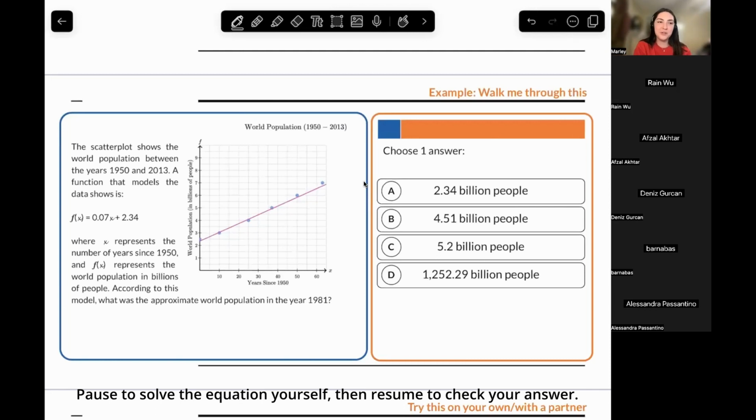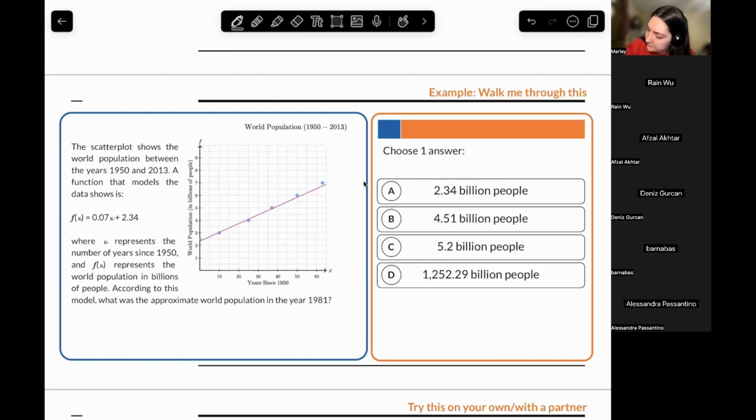Afzel, do you want to explain how you got your answer? Yeah, so I just plugged in 31 for x in the equation, and I got 4.51. How'd you choose 31 for x? Oh, since it's the years since 1950, I just did 1981 minus 1950. Yeah, exactly. So that gives us 31.